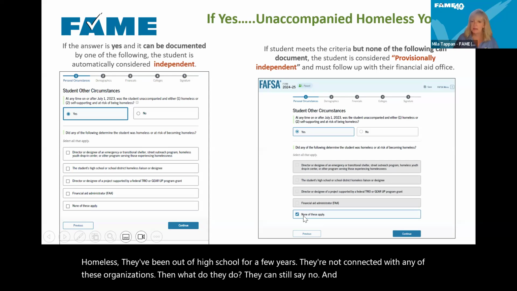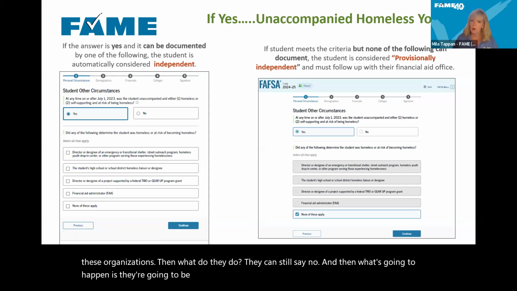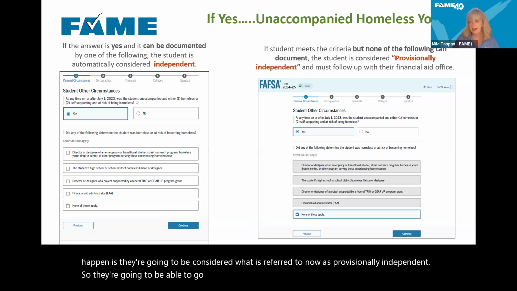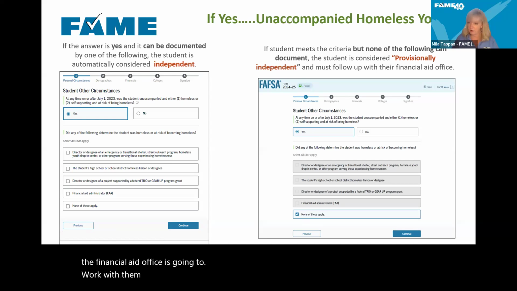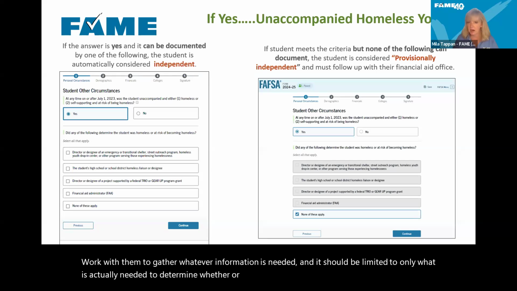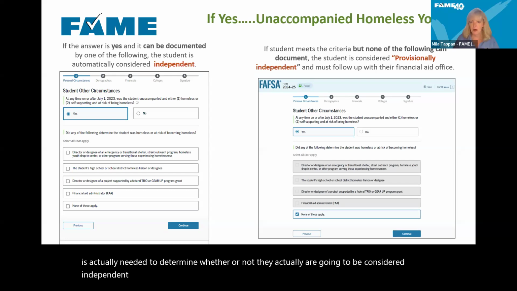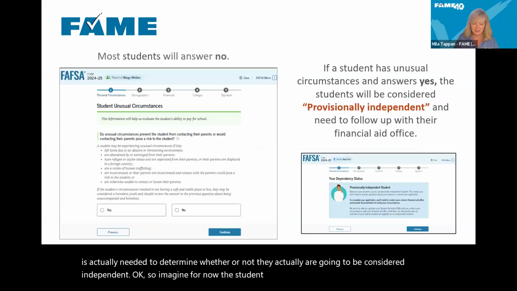And then what's going to happen is they're going to be considered what is referred to now as provisionally independent. So they're going to be able to go ahead and complete their FAFSA, and they won't have to provide any parent information, but they will have to follow up with the financial aid office. The financial aid office is going to work with them to gather whatever information is needed, and it should be limited to only what is actually needed to determine whether or not they actually are going to be considered independent.